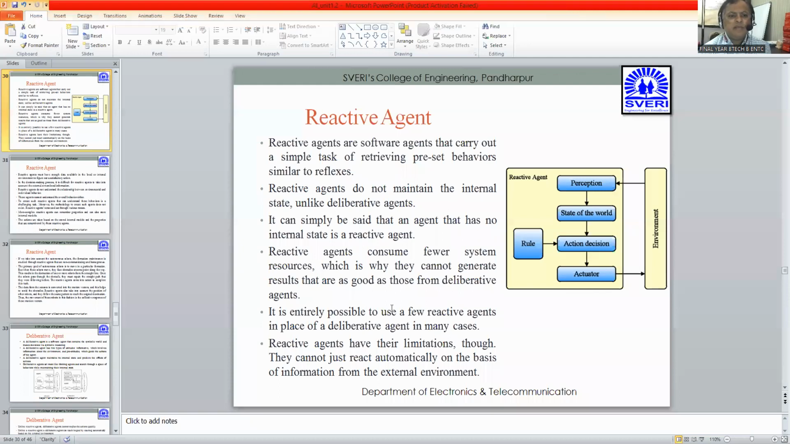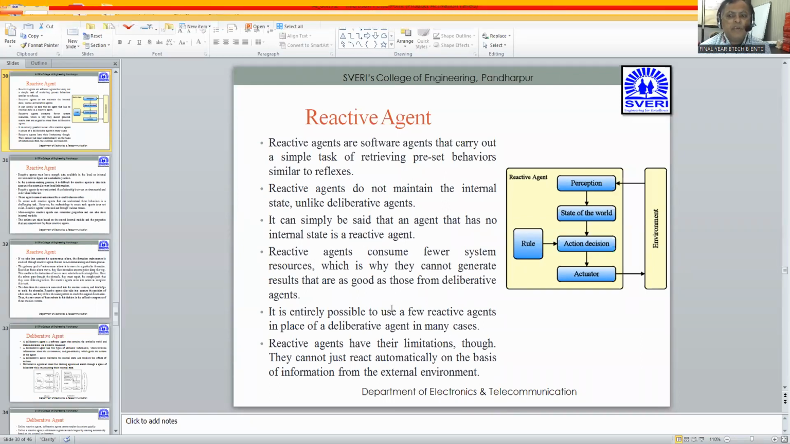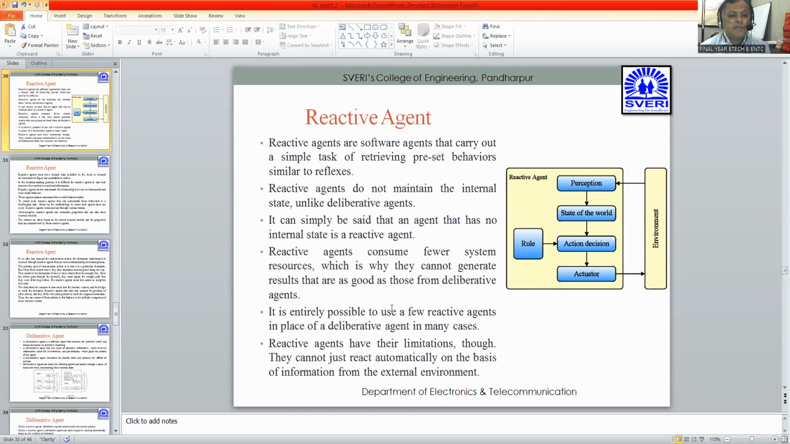Reactive agents are software agents that carry out simple tasks of retrieving preset behaviors, similar to reflexes. Reactive agents do not maintain an internal state, unlike deliberative agents. So it does not have any kind of internal state. If anybody asks what is the difference between deliberative and reactive agent, there is no internal state in a reactive agent, whereas there is an internal state in a deliberative agent, which will be the next type of agent we are going to see. It can simply be said that an agent that has no internal state is called a reactive agent. In very simple terms, no internal state means it's a reactive agent.